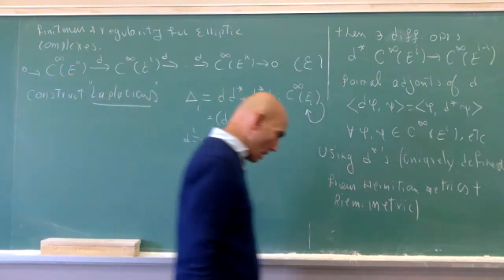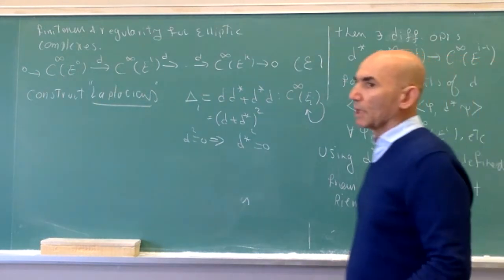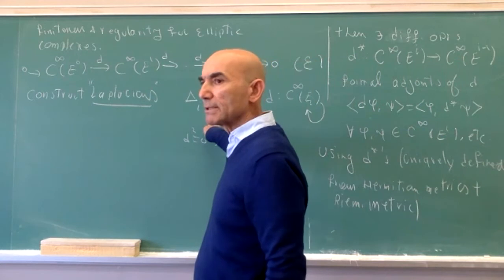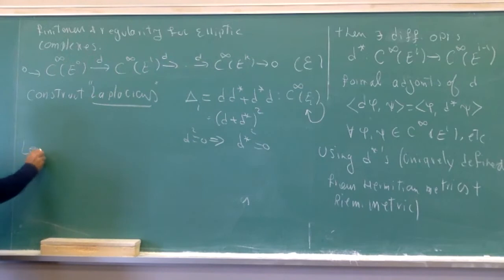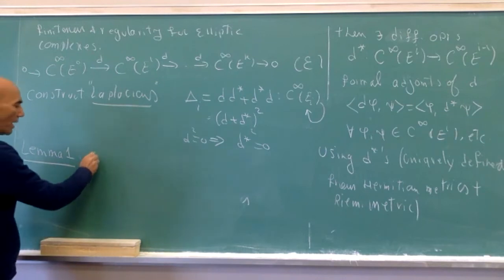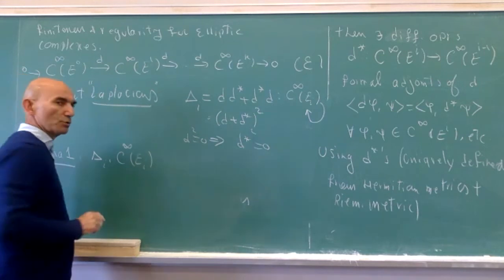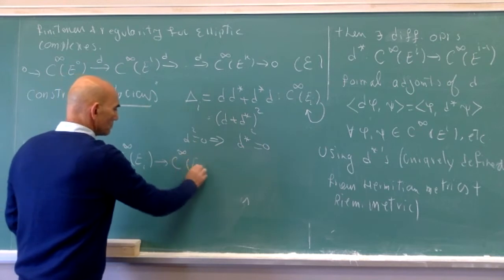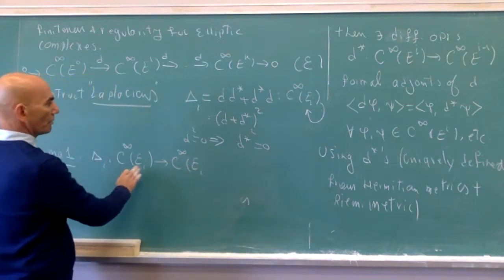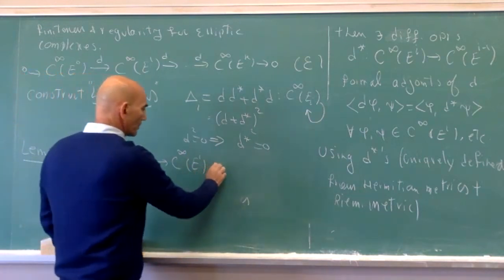Okay, so now what do we want to do? First of all, we want to make sure that these Laplacians are elliptic operators. So this is Lemma 1. Delta_i from C infinity of E_i to C infinity of E_i is an elliptic operator.